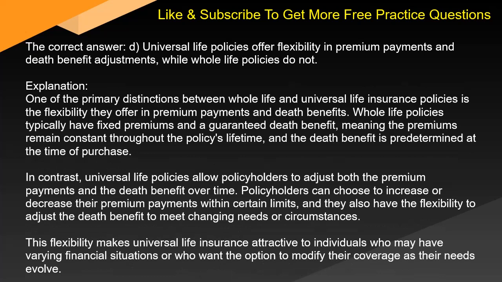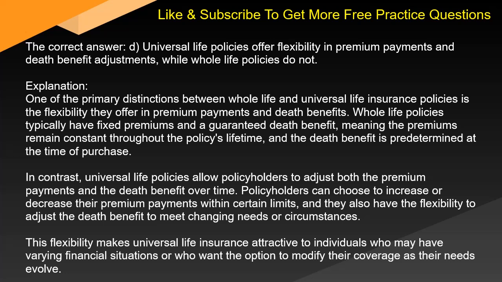The correct answer, D. Universal life policies offer flexibility in premium payments and death benefit adjustments, while whole life policies do not. Explanation. One of the primary distinctions between whole life and universal life insurance policies is the flexibility they offer in premium payments and death benefits. Whole life policies typically have fixed premiums and a guaranteed death benefit, meaning the premiums remain constant throughout the policy's lifetime, and the death benefit is predetermined at the time of purchase.